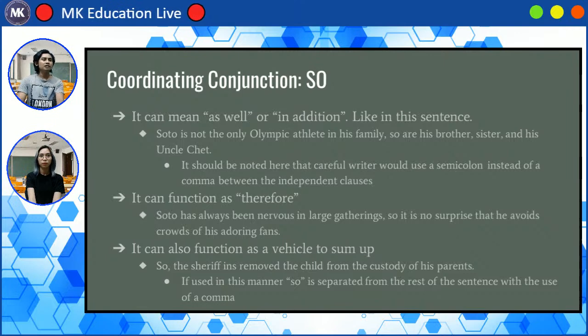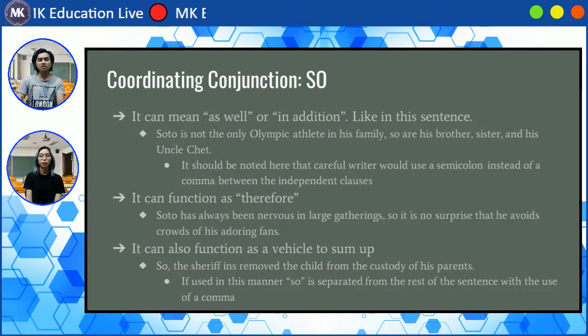And last function, it can also function as a vehicle to sum up. So the sheriff removed the child from the custody of his parents. So if used in this manner, so is separated from the rest of the sentence with the use of a comma. Okay? So right here, so it is usually like in conclusion, yeah. It is to say the final words in your writing. So if you use this function of so, you must have so, then comma, then the summation of what you had just said. So this is the end of the coordinating conjunctions.